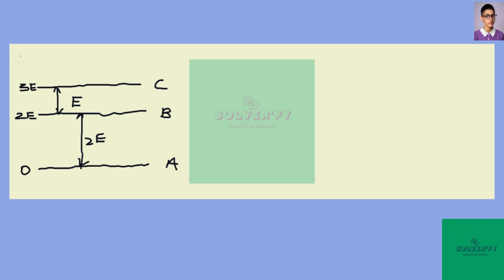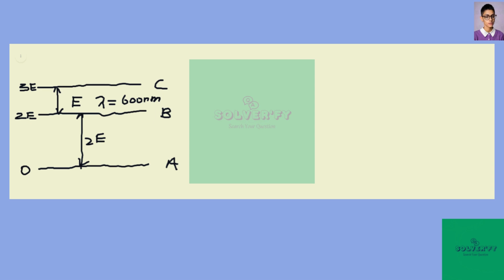We are told in the problem that when an electron jumps from C to B, it emits electromagnetic wave. It emits a photon, and the wavelength of the photon is lambda equal to 600 nanometers.